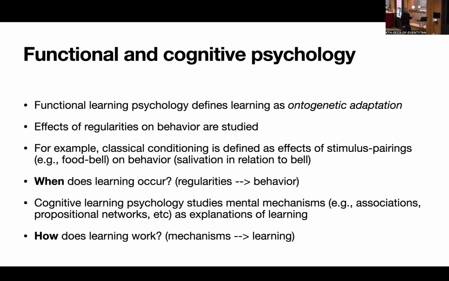And then in functional learning psychology, they study what they call effects of regularities. So I guess all people have heard about Pavlov's dogs and classical conditioning. That's an example of regularities. It's defined as an effect of stimulus pairings on behavior. So it's a regularity that food and the sound of the bell co-occur. That's a regularity, and we study the effect of that regularity on the change in salivation.